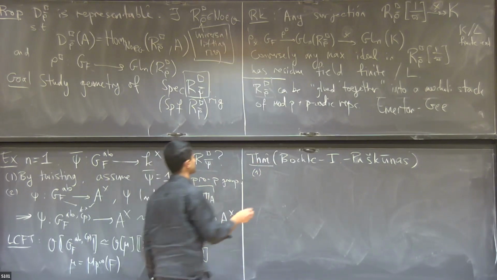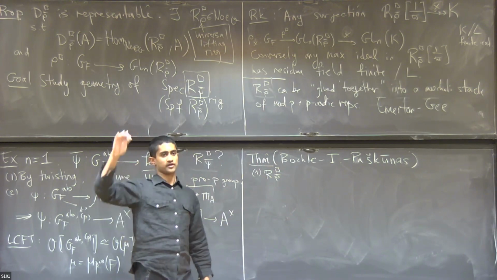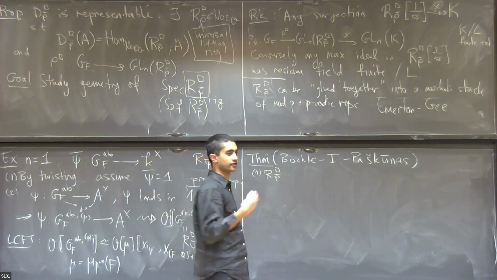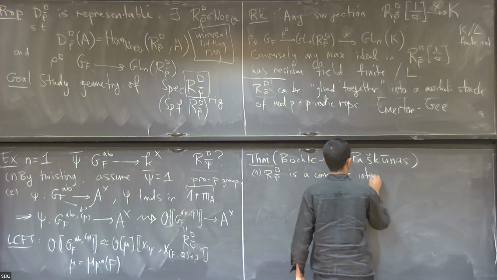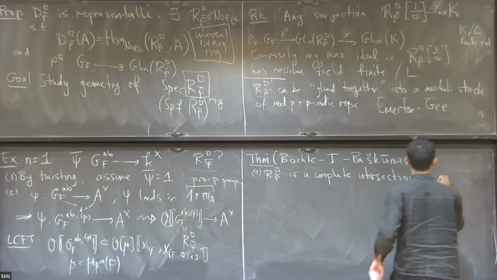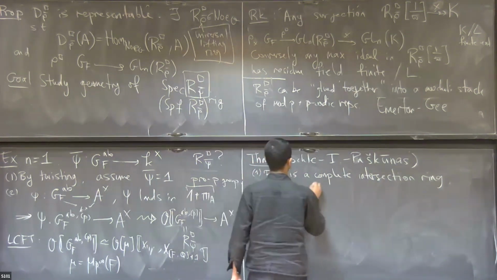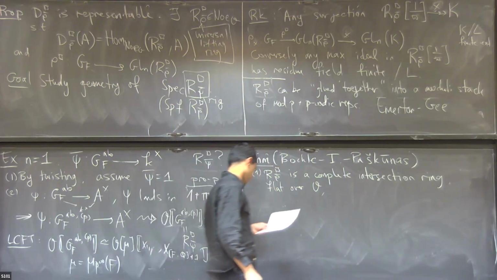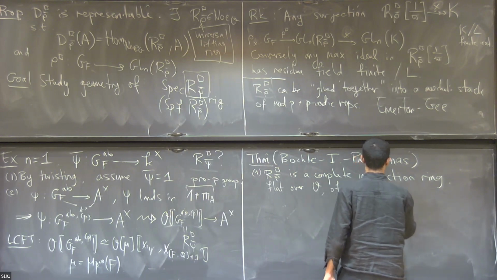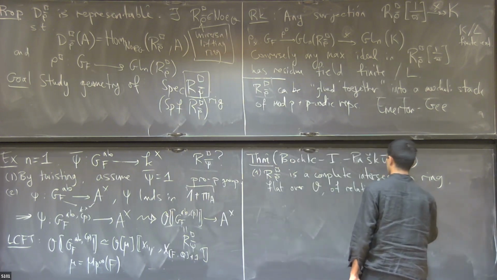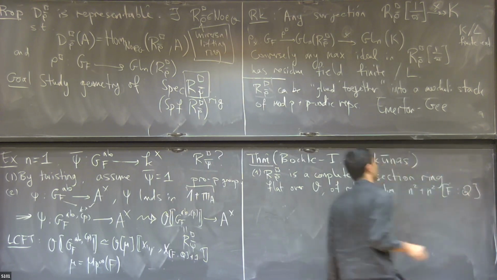I'm going to state the theorem in 3 parts, and then afterwards I'm going to explain in more detail what each part is really saying or how you should think about it. So first of all, this is a complete intersection ring. And it's flat over O. So in other words, it's pi-torsion free, and it is of relative Krull dimension n^2 + n^2 times the degree of the extension F over Q_p.